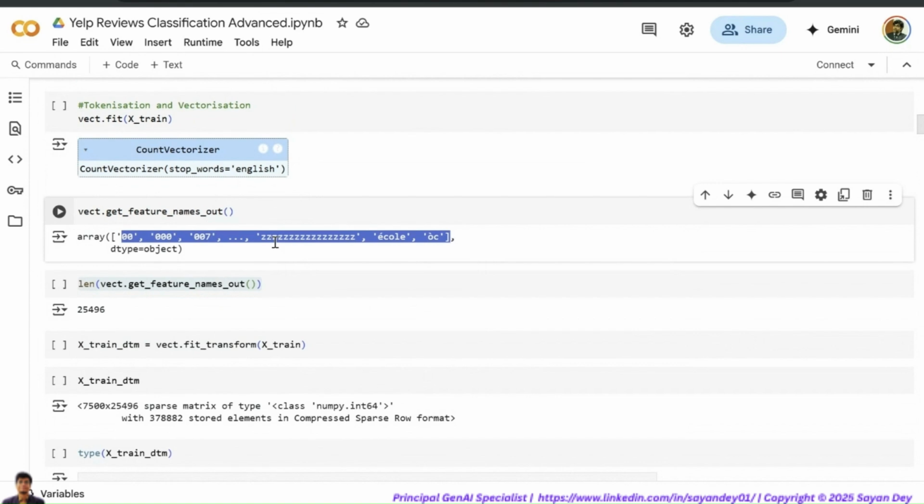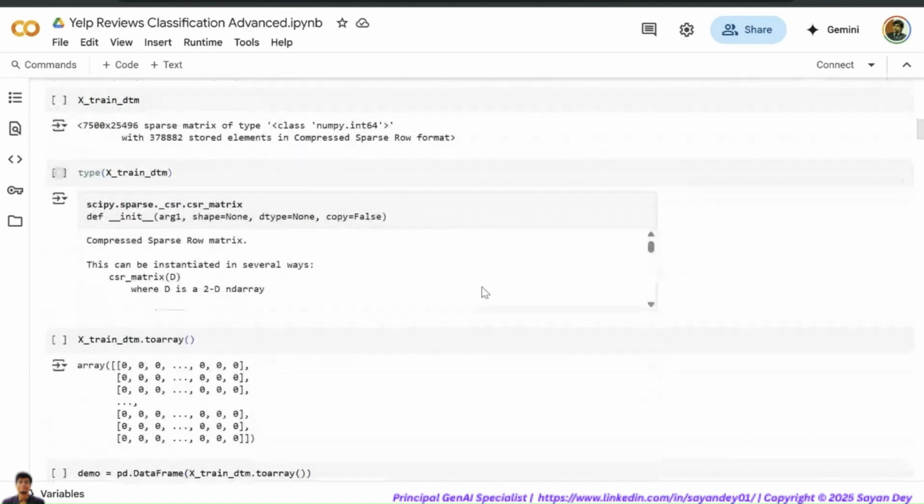You can already start to see that out of those 25,496 features, many of the features are useless. Many of the words are redundant actually. Like Z, Z, Z, Z. Somebody would have written Z 5 times. You will see all these kinds of things happen.